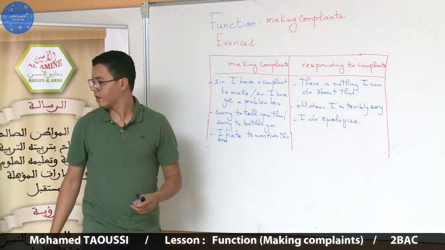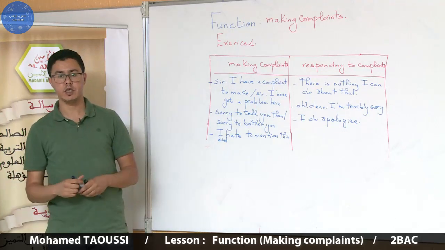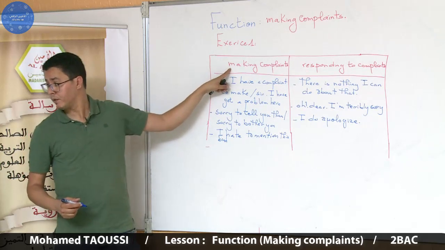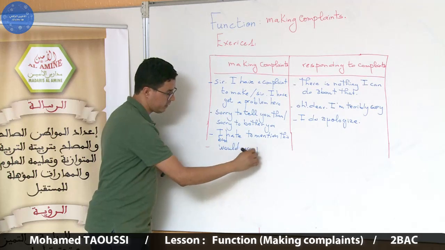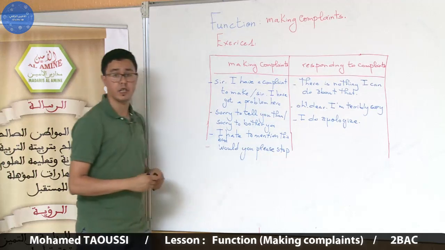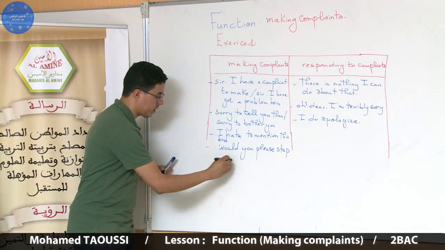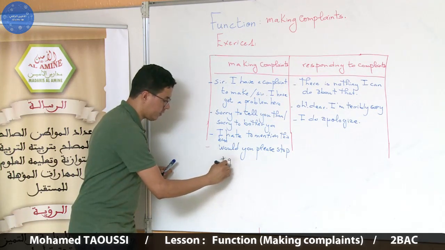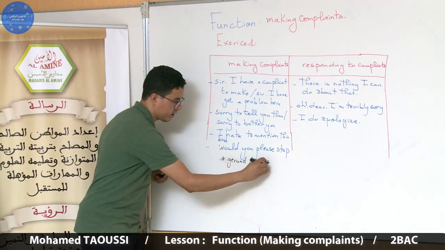Good. Last one, we can say, would you please stop? It is verb plus ing. So it's also one of the expressions to make a complaint. We can say, would you please stop? It's followed by a gerund, which is verb plus ing.